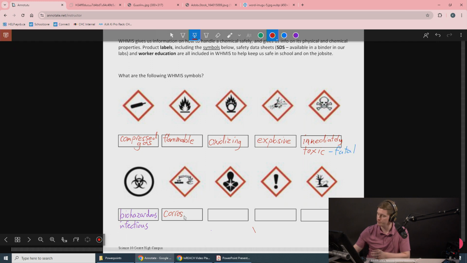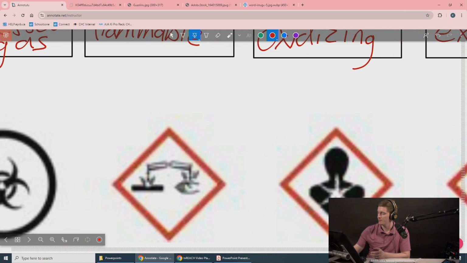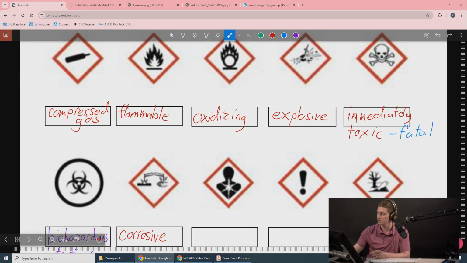And corrosive materials are going to eat away at substances that they're poured on. If we zoom in here, this is not the best quality picture of the corrosive symbol, but we have two tubes. This one's being poured onto a metal surface or perhaps a wooden surface, and it's eating away at it. This is a person's hand.